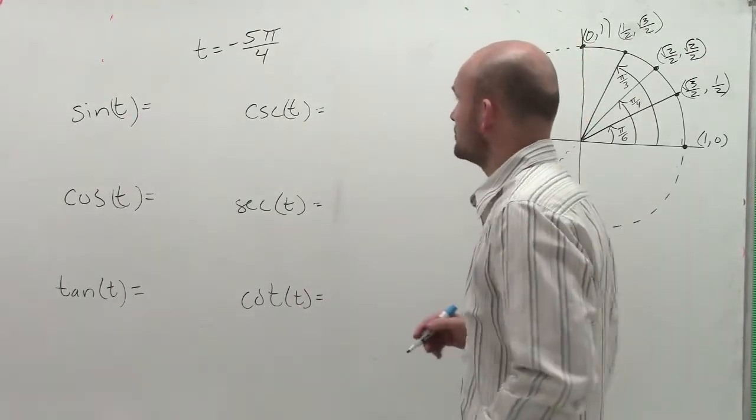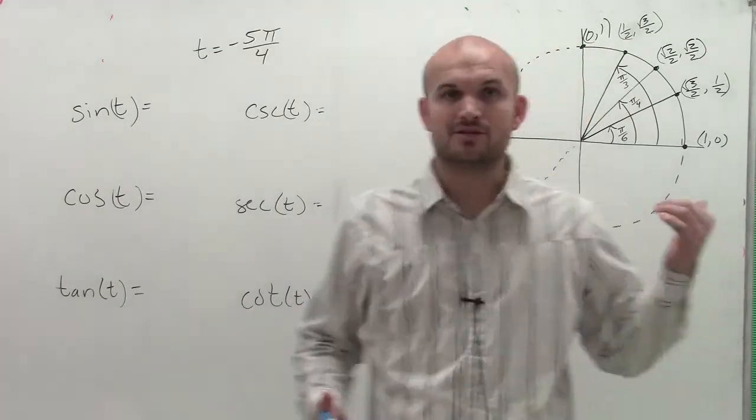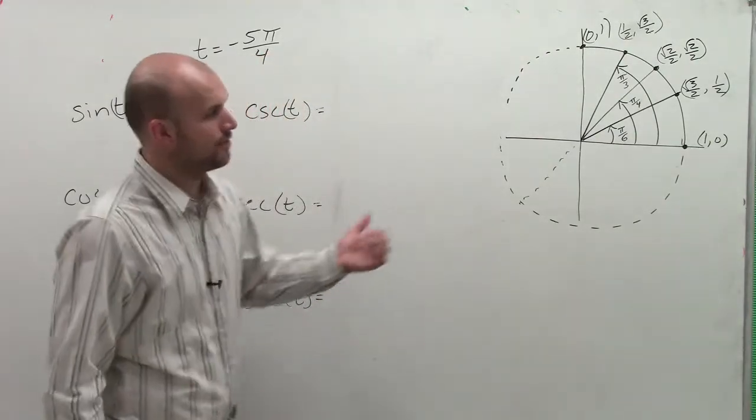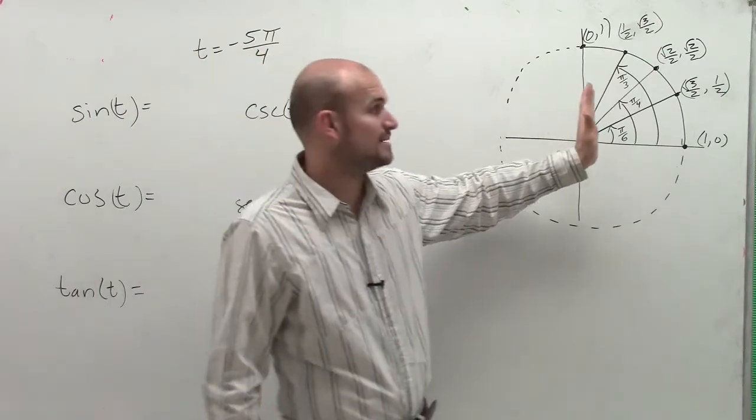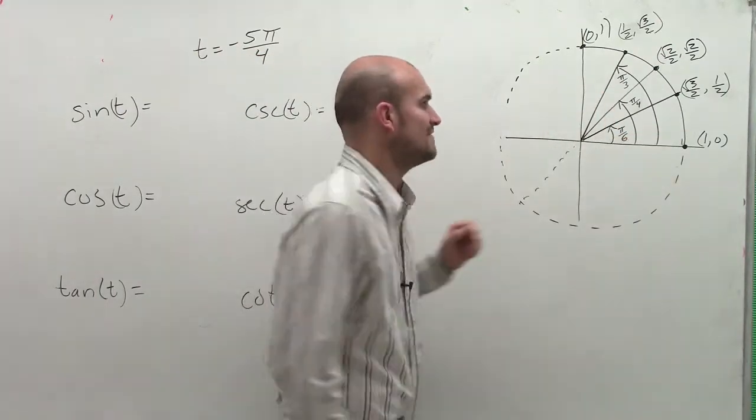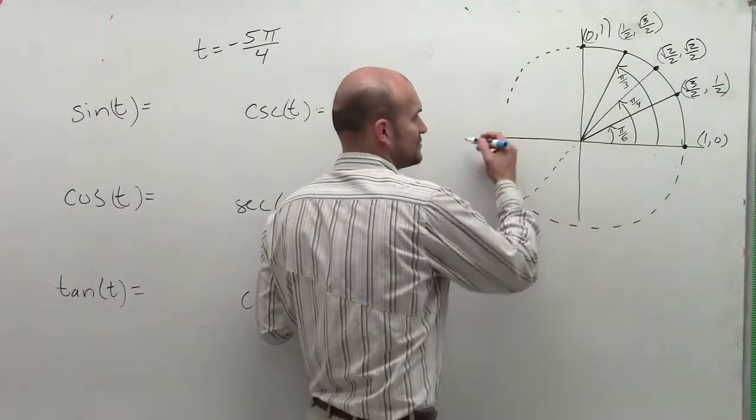As we'll talk about in a little bit. So the first thing I need to do is look at my unit circle and determine where negative 5 pi over 4 is. Remember, going in the counterclockwise direction is a positive angle. Since we have a negative angle, I'm now going in the negative direction.